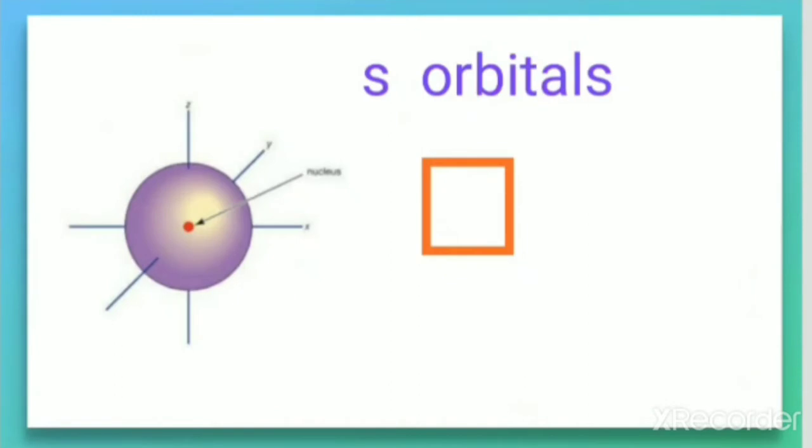The S orbital has only one orientation, because it is non-directional. So whenever we are making an orbital diagram, we'll make a single box for the case of the S orbital.